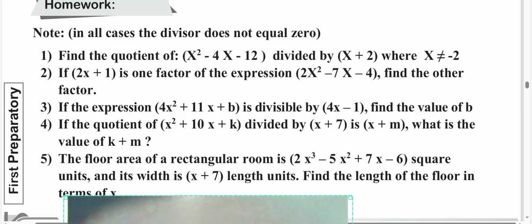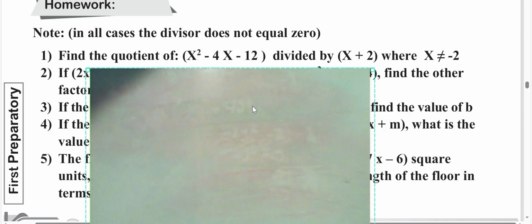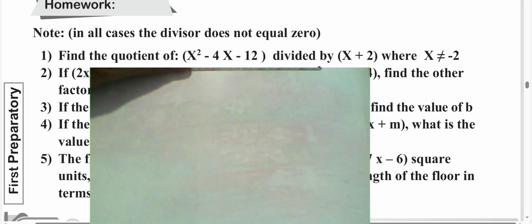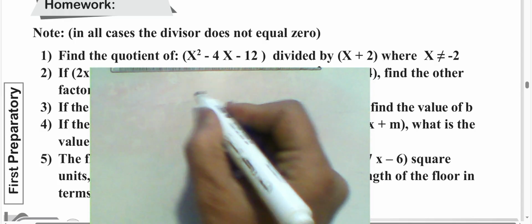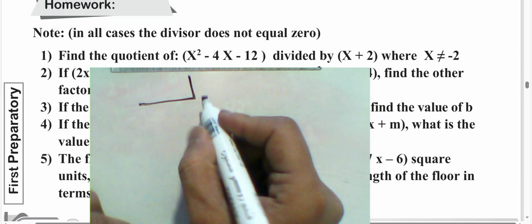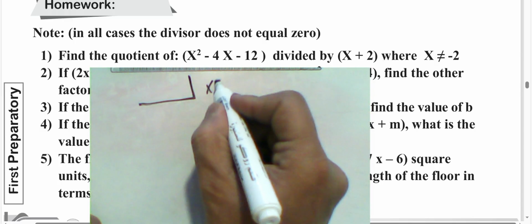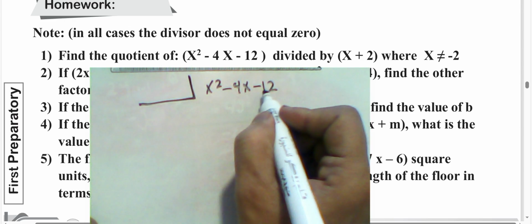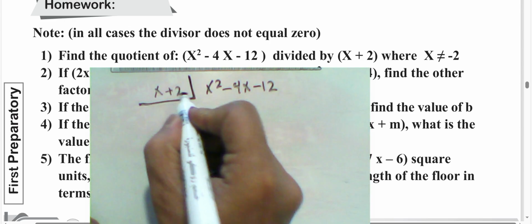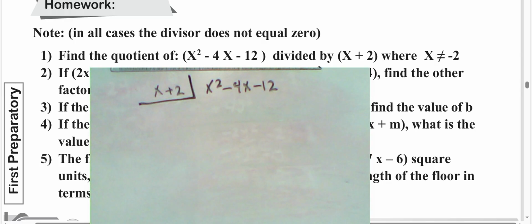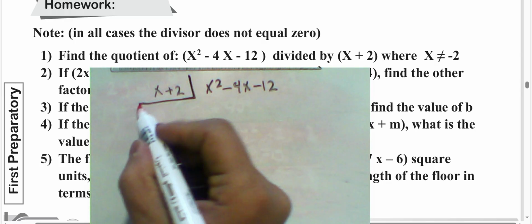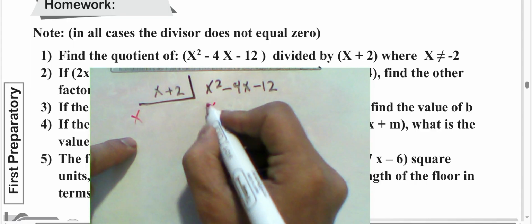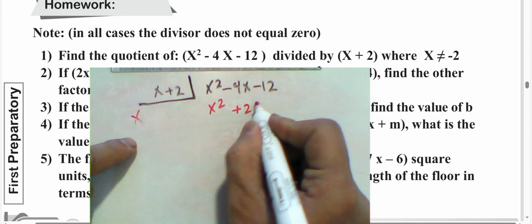Homework. Find the quotient of x power 2 subtract 4x minus 12 divided by x plus 2. We can use the long division. Write here x power 2 subtract 4x minus 12 divided by x plus 2. First step, x power 2 divided by x equals x. X times x equals x power 2, x times 2 will be 2x.